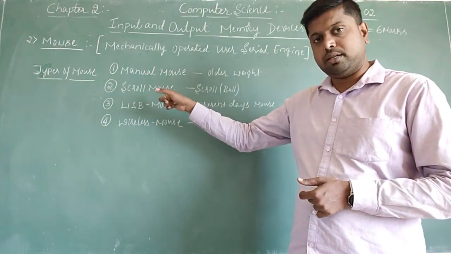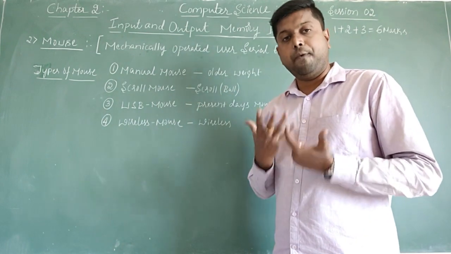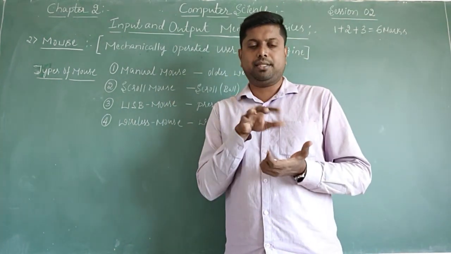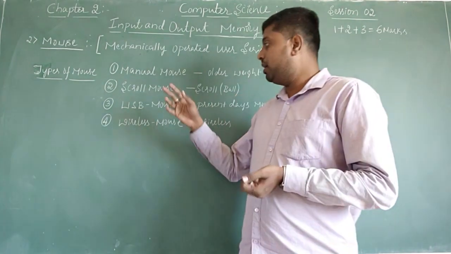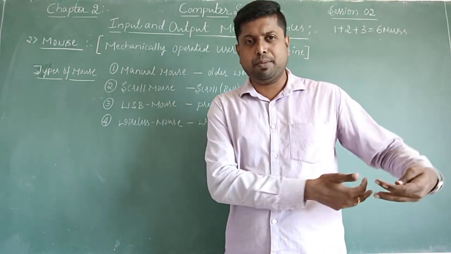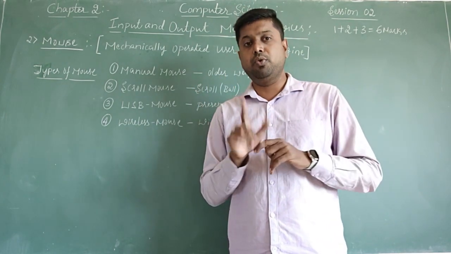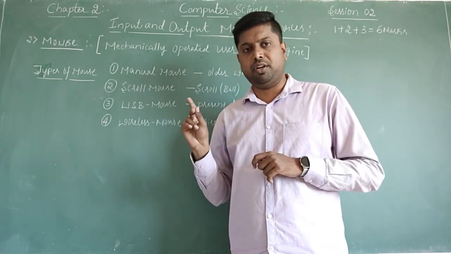Manual mice are the oldest types of mouse and very heavy. And scroll mice are operated with the help of a scroll ball-like structure. And USB: nowadays, whatever present-day mice we have with a wire, that is USB, the abbreviation for Universal Serial Bus.